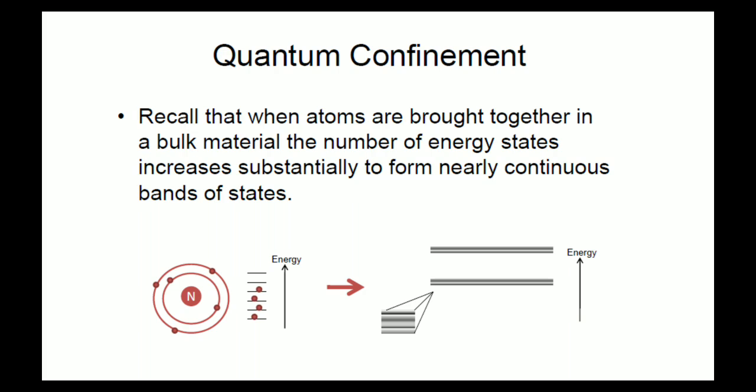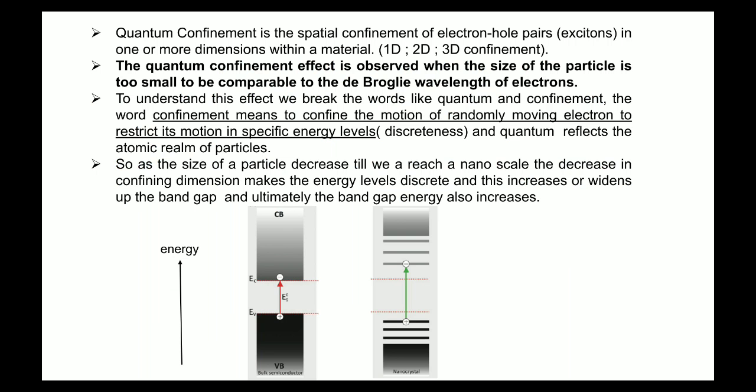So what happens if we reduce this bulk material to the nanoscale? Then an effect called quantum confinement effect starts to originate when we reduce the size of the material from bulk to nano. As you can see, the first point: quantum confinement is the spatial confinement of electron hole pairs.